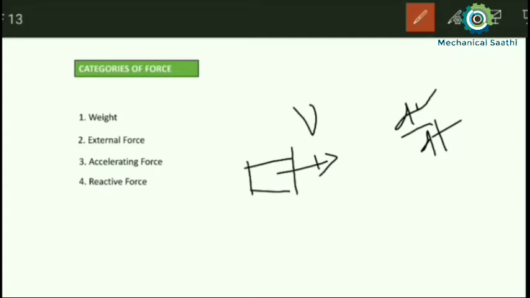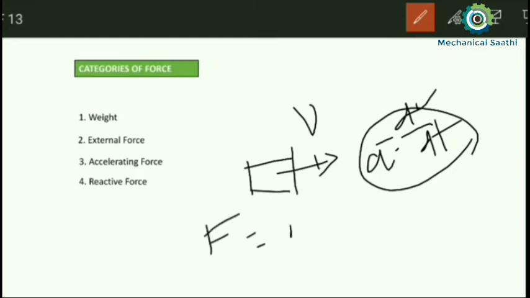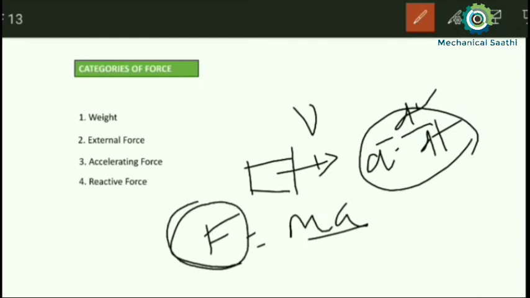So acceleration is equal to dv by dt, and we know F equals ma according to Newton's second law. What is Newton's second law? The rate of change of momentum is directly proportional to force. So the force generated due to acceleration is known as your accelerating force, that is F equals ma.